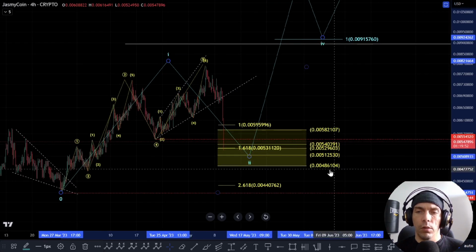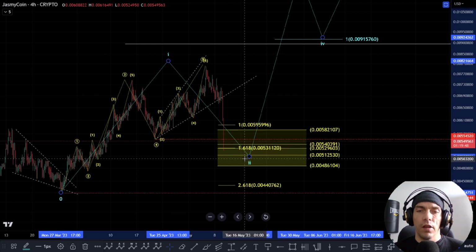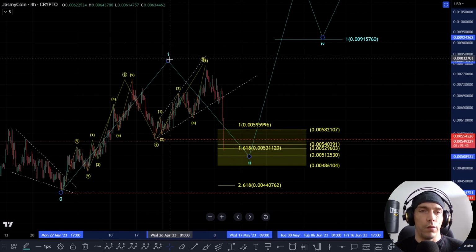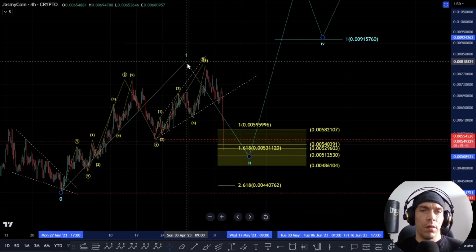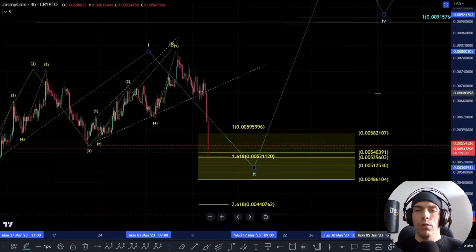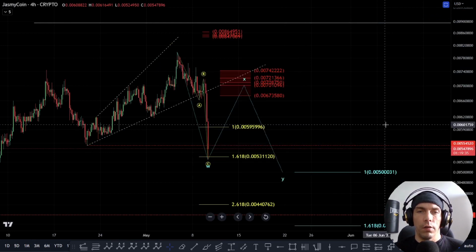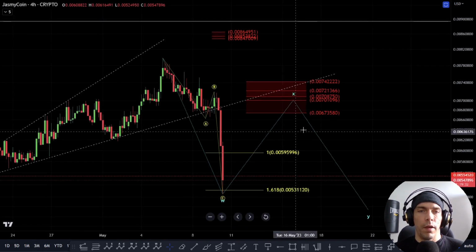But really, for as long as we hold this 00486104 area, we can potentially look to actually reverse to the upside. So we're going to discuss this now. So primarily, I'm going to talk about this one first. So if we have completed into the high here, what we could actually see is something more along these lines where we're actually going to see a move like this.